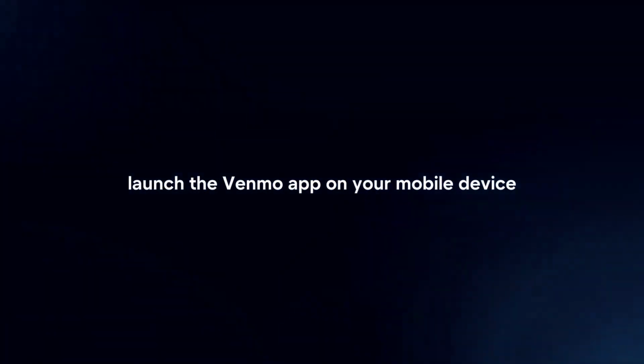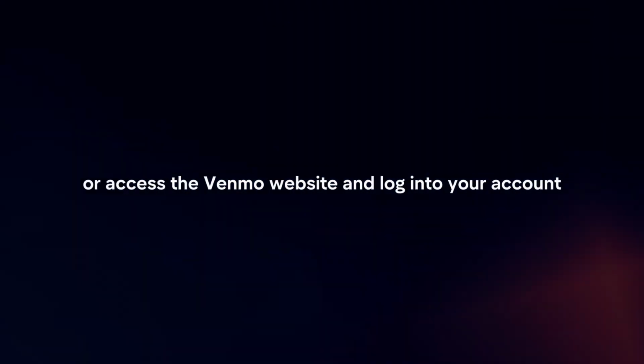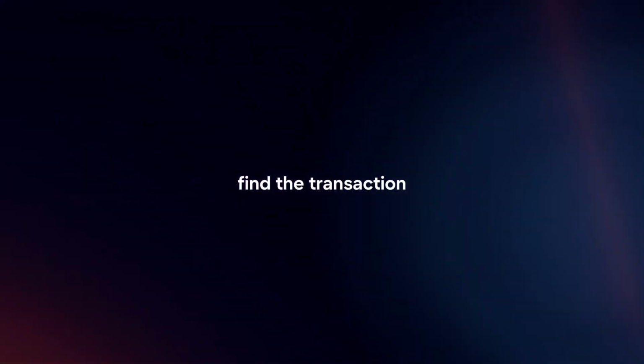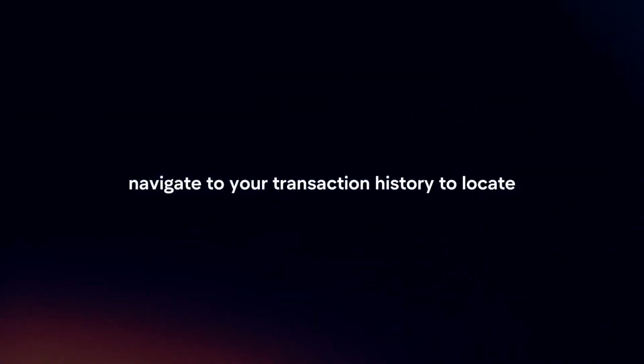Open Venmo app. Launch the Venmo app on your mobile device or access the Venmo website and log into your account. Find the transaction. Navigate to your transaction history to locate the transaction you want to change.